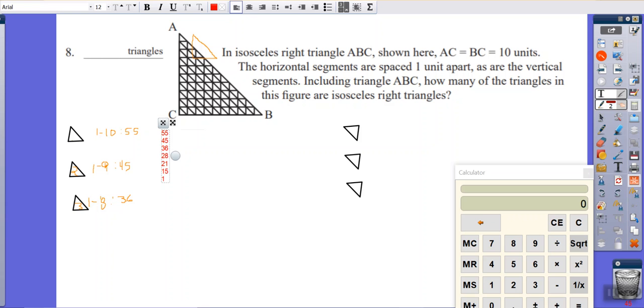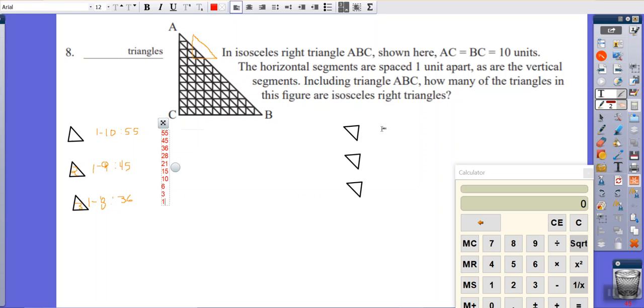1 through 4, I'll get 10. 1 through 3, I'll get 6. So if I add 1 and 2 together, I'll get 3. But if I add, well, it's just 1. The last one's just 1. All right, so now I know how many triangles I have that are facing down and to the left.